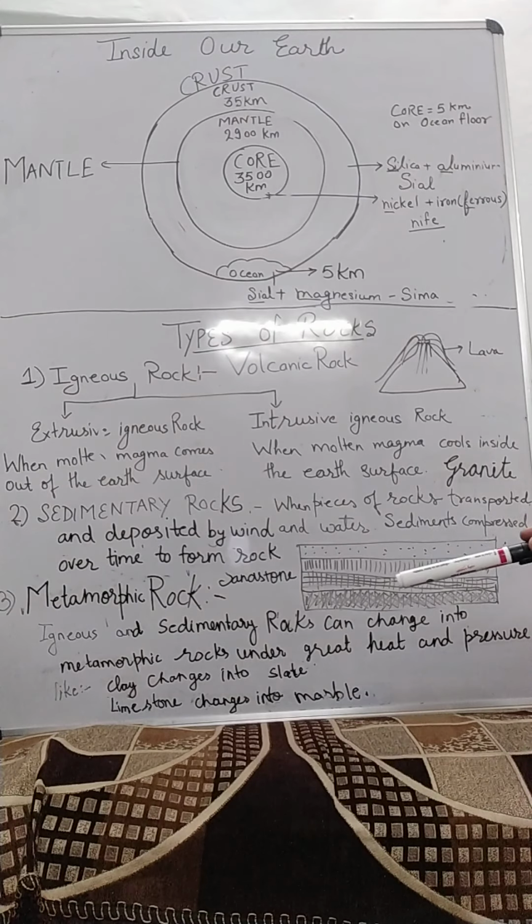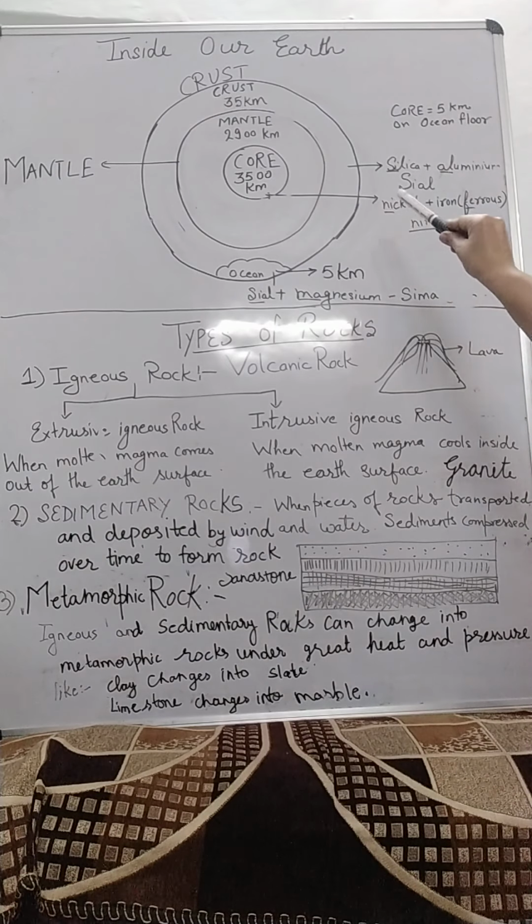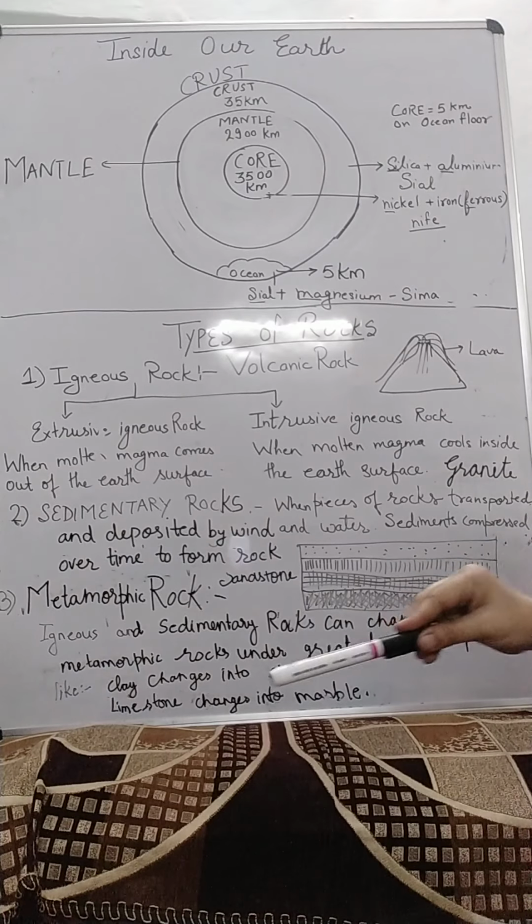Now look at their formation. The rocks that form them are, first of all, core, which is made up of nickel and iron. The scientific name of iron is ferrous. So we take Ni from nickel and Fe from iron, and it becomes NiFe. So it is formed by nickel and iron. This is the substance that makes most of the core.